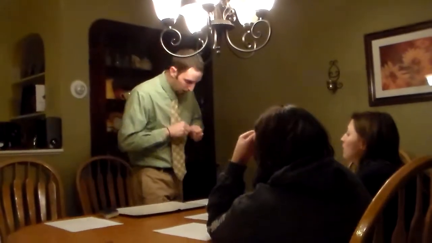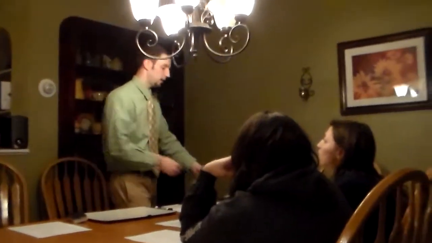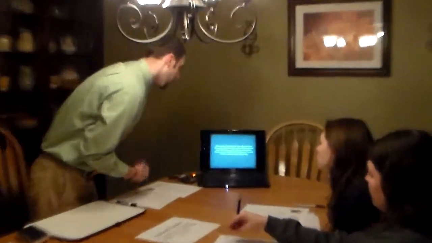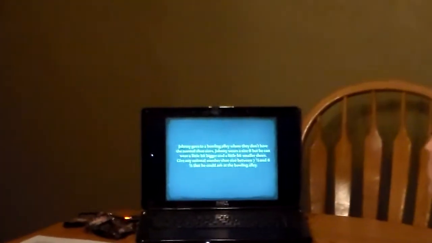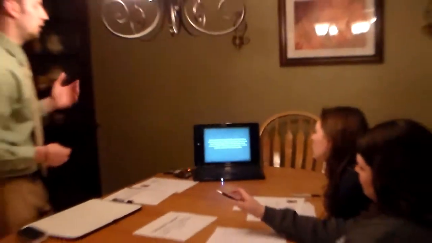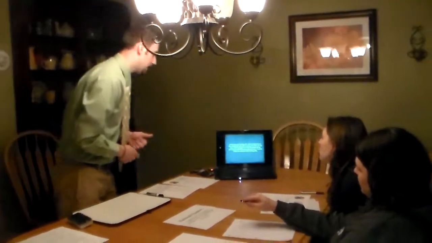So those are rational numbers. We're going to work on a strategy from a lady named Laura Robb in her book called Teaching Reading in Social Studies, Science, and Math. This strategy is about reading, and we're going to use it in our math class today. We're going to do some word problems. I'm going to read this word problem on the computer here. It says, Johnny goes to a bowling alley where they don't have the normal shoe size. Johnny wears shoe size 8, but he can wear a little bit bigger and a little bit smaller shoes.